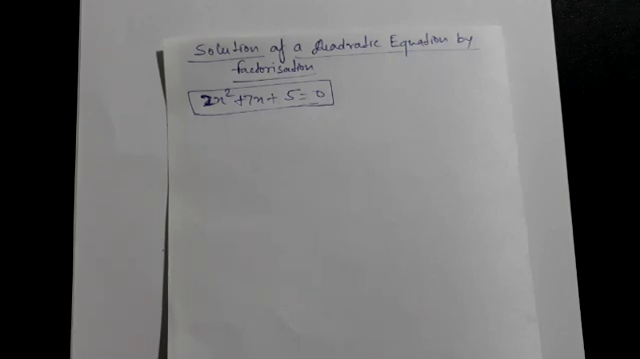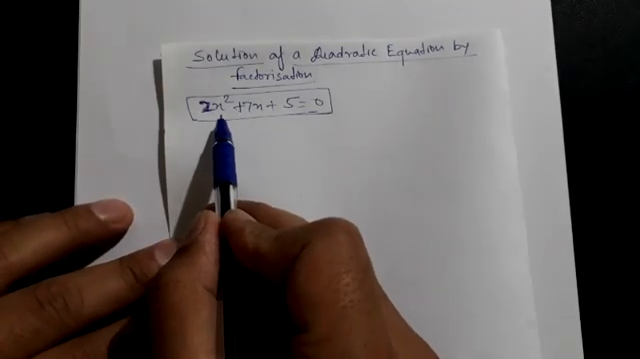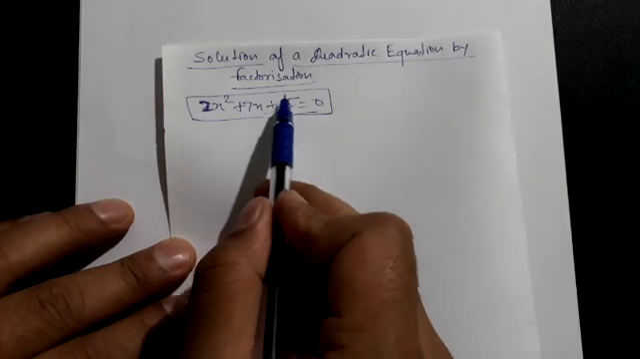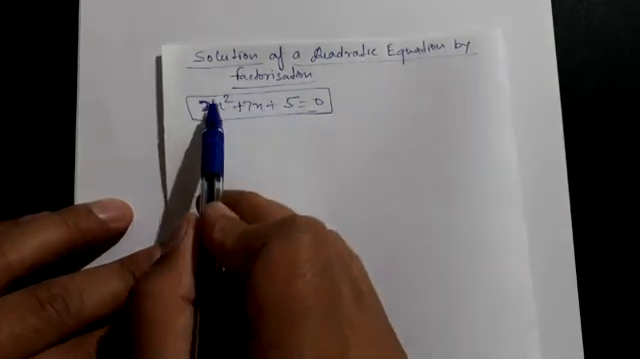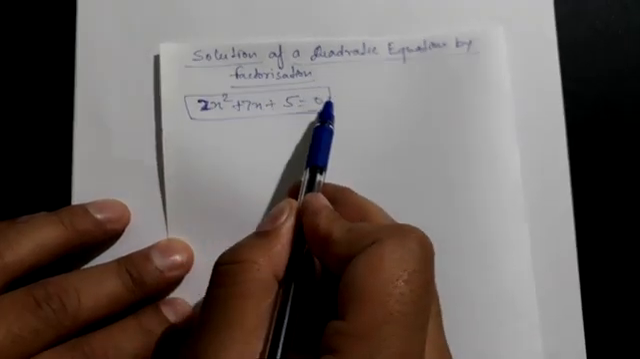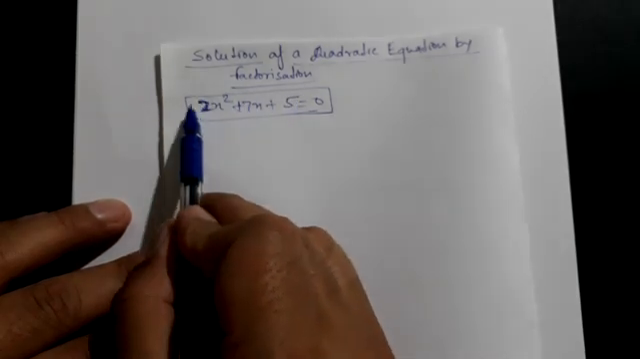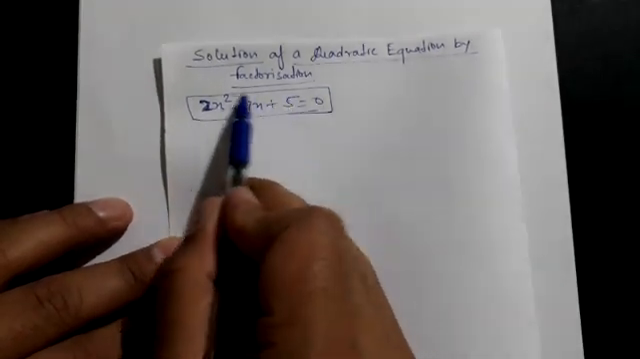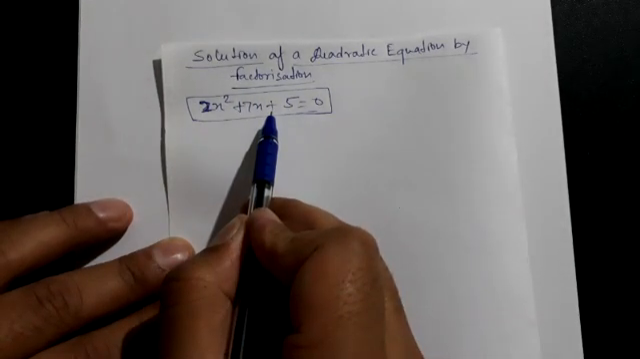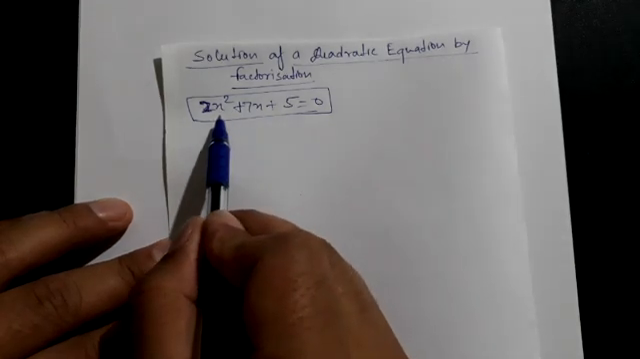Getting this or not? It means we have to find such a value of x, that after substituting that value in this equation, both left hand as well as right hand sides will be equal. It means the total value of this left hand side will be equal to 0. So we have to find such a value of x.